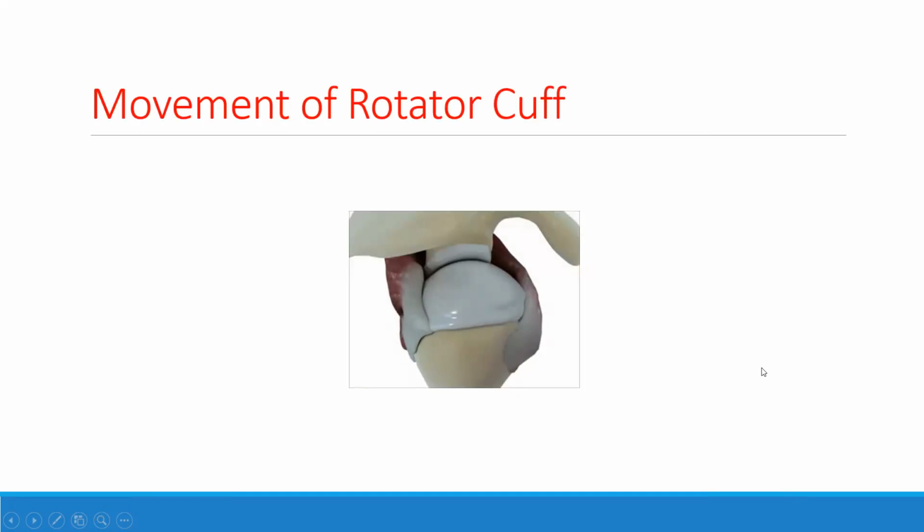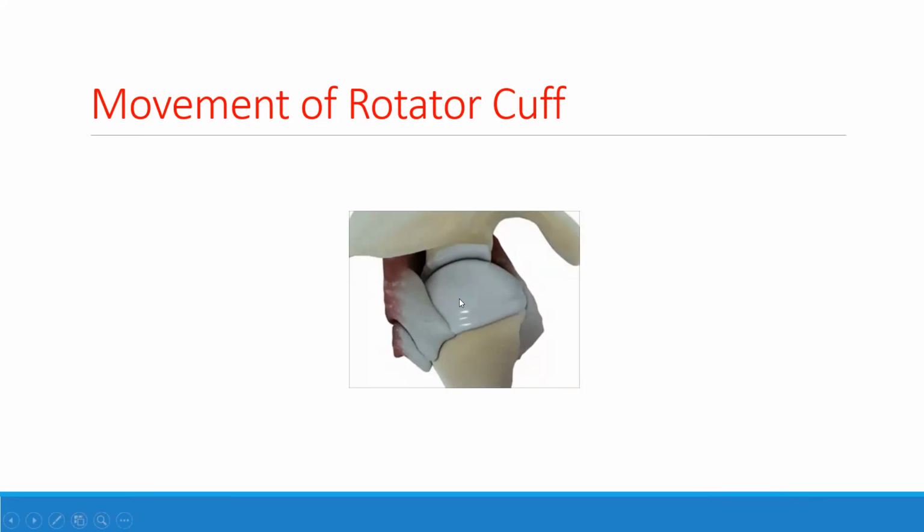Now, this is how they work. Here we see the subscapularis. Here we see the infraspinatus and the teres minor. When the teres minor and infraspinatus contract, the head of the humerus rotates backwards. When the subscapularis contracts, the head of the humerus rotates forward. When the supraspinatus contracts, the humerus is elevated.